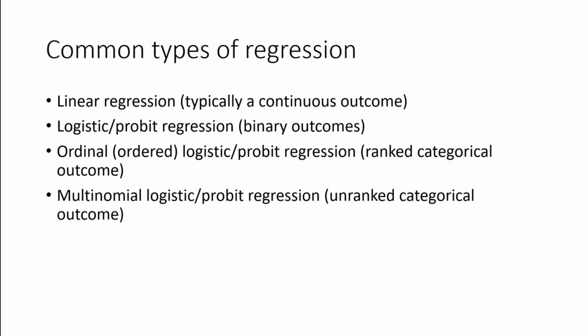So some common types of regression. The workhorse here, the most common type of regression, is linear regression for continuous outcomes. If you have a binary outcome, you can either do a logistic regression or a probit regression. And if you have categorical outcomes, which we'll talk about more in a few minutes, ordinal or multinomial can both be good options.